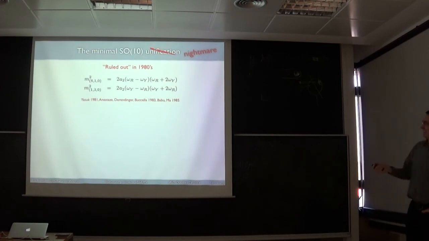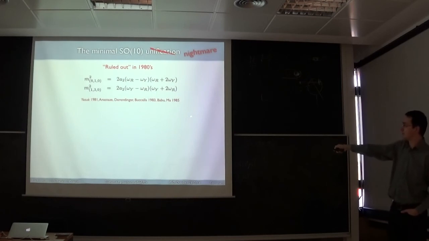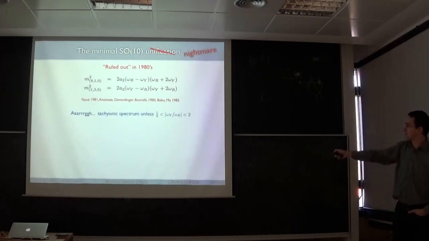The main concern, the real concern, is that it has been ruled out in the 1980s. And it has to do with these two scalar masses. If you diagonalize that potential there, you end up with a list of masses in terms of those parameters in the potential and the VEVs there. And this is a pretty dangerous set because it tells you that there are tachyons. At least one of them is tachyonic whenever your omega R and omega Y are far from each other.